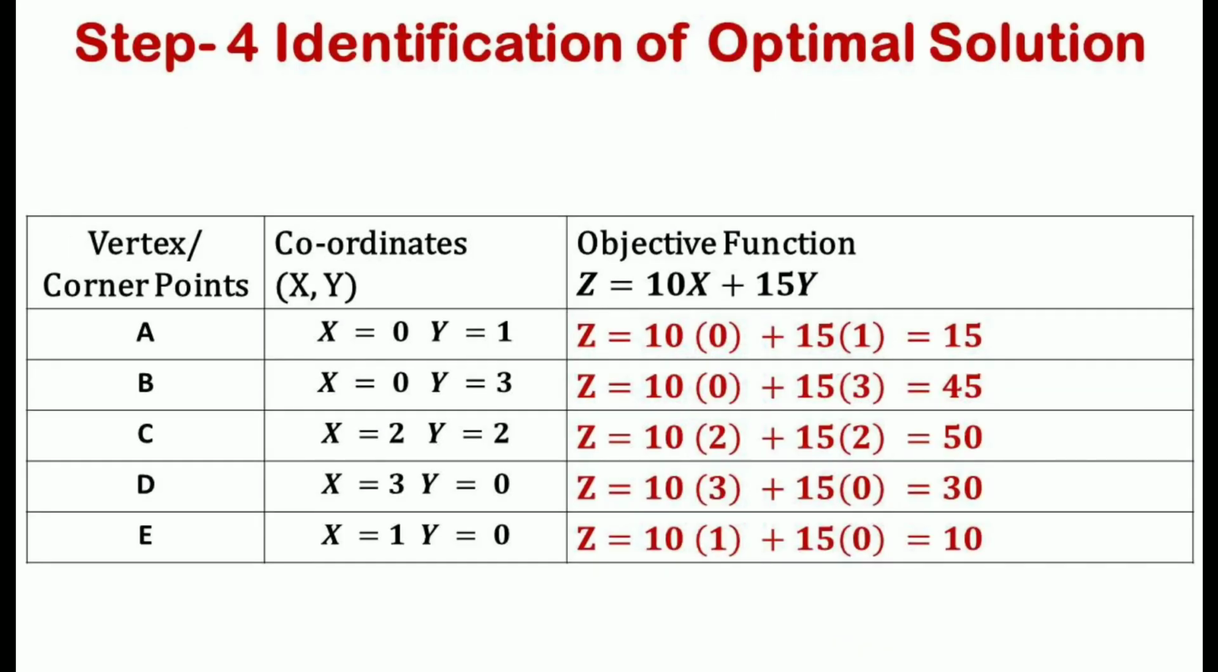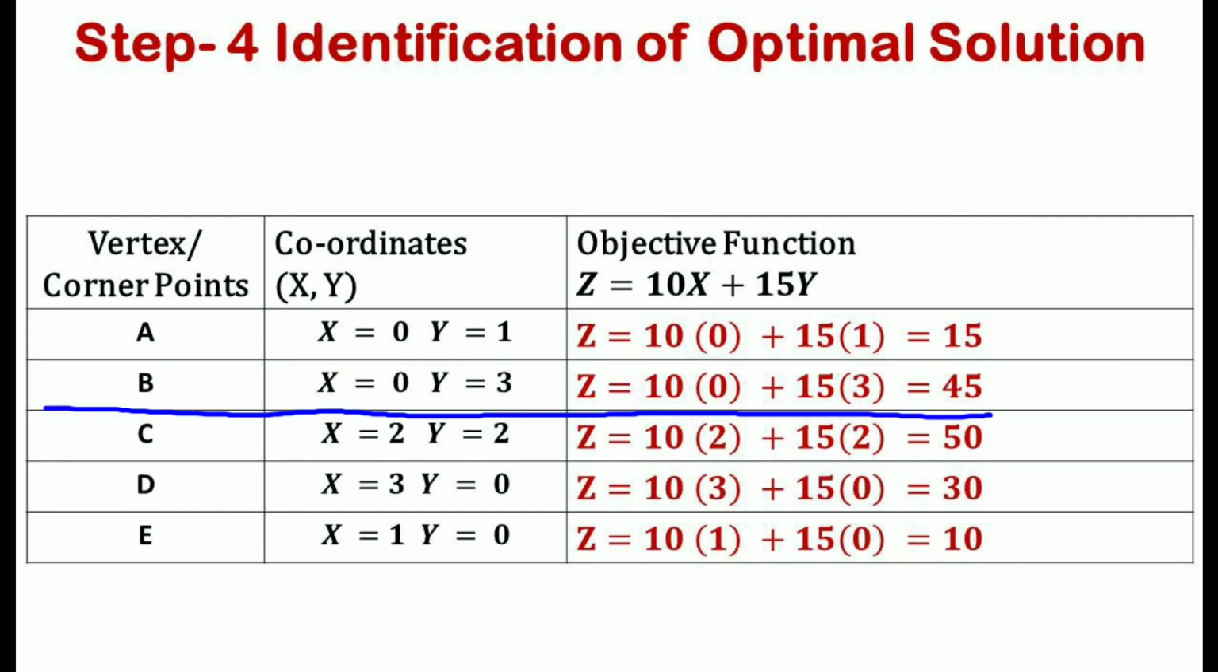In order to find out the optimum point, that is maximization of profit from the given 5 corner points, substitute the values of x and y at each corner point in the objective function. See, our objective function is maximization of profit, that is z is equal to 10x plus 15y. Substituting the values of x and y at each corner point, we will get, for example, at corner point A, the value of x is equal to 0 and the value of y is equal to 1. Substituting these values in the objective function, z is equal to 10 into 0 plus 15 into 1, which is equal to 15.